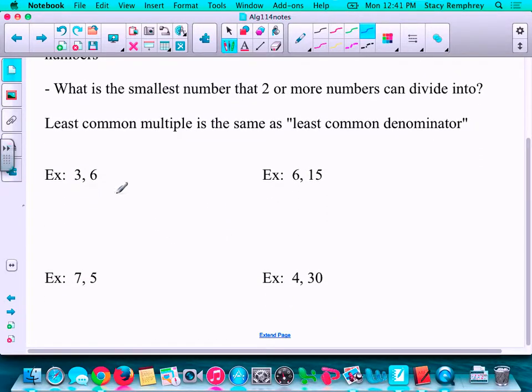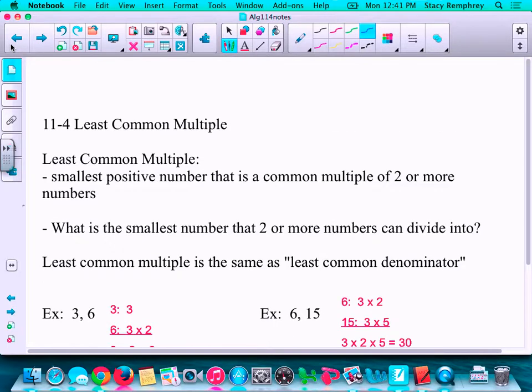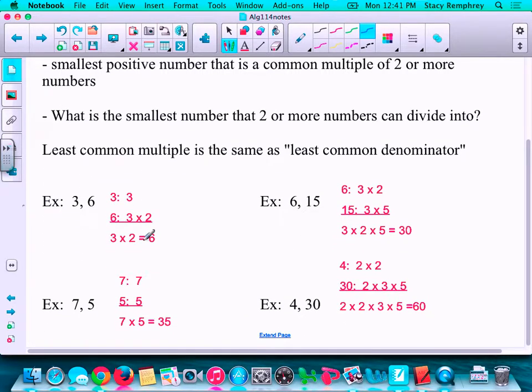So here we have some numbers, and there's definitely ways that you can do this in your head. You've done this before with least common denominator. But I'm just going to show you a way to do it, because when I change the idea and make it harder, I want to show you it's the same thing.